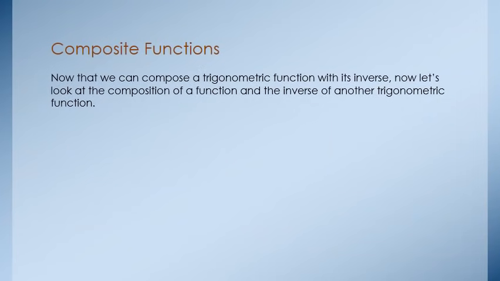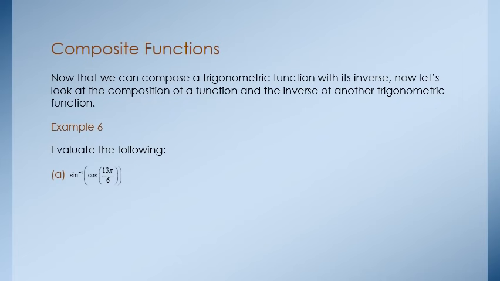Now that we can compose a trig function with its inverse, now let's look at the composition of a function and the inverse of another trig function. Example 6. Evaluate the following. Sine inverse of the cosine of 13 pi over 6. So because sine inverse and cosine are not inverses, I can't cancel things out like I did on the previous slide. So what should I do?